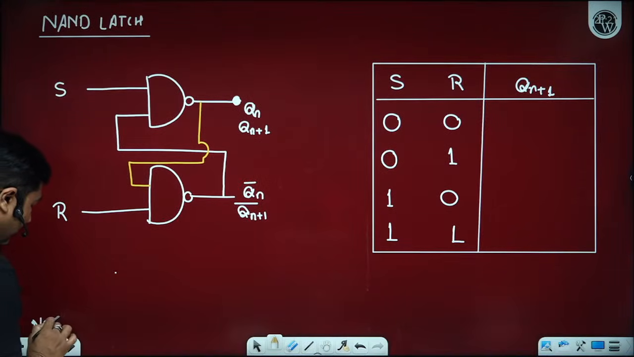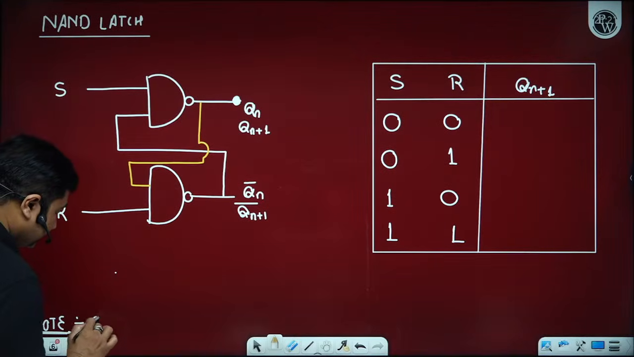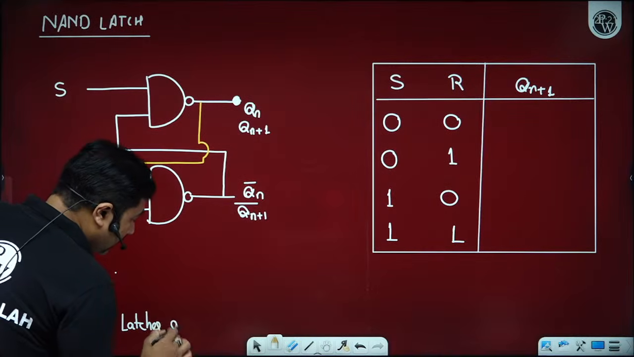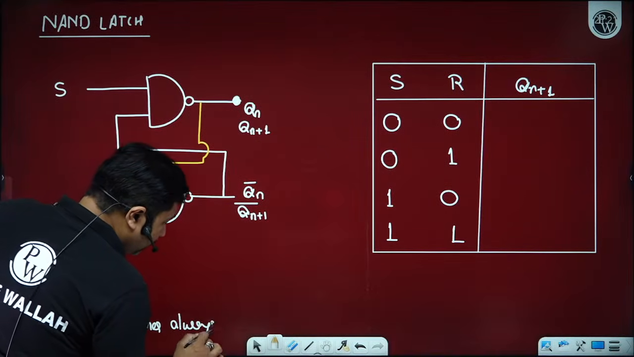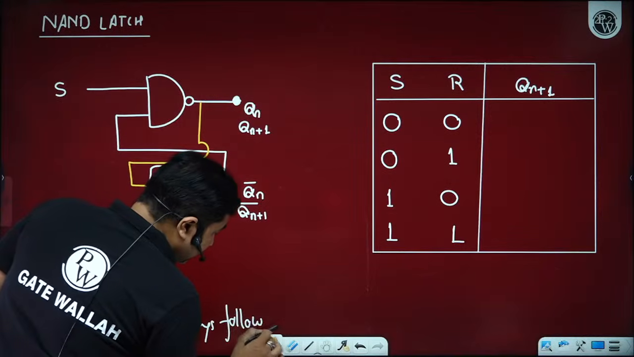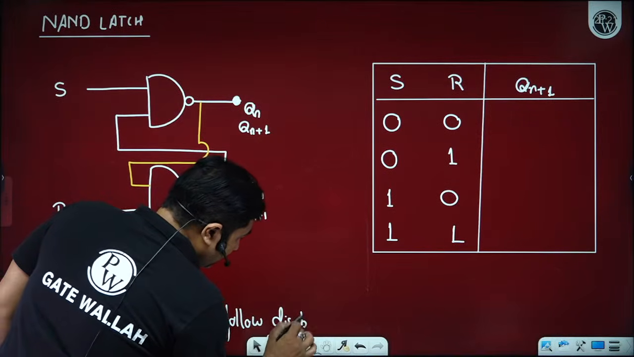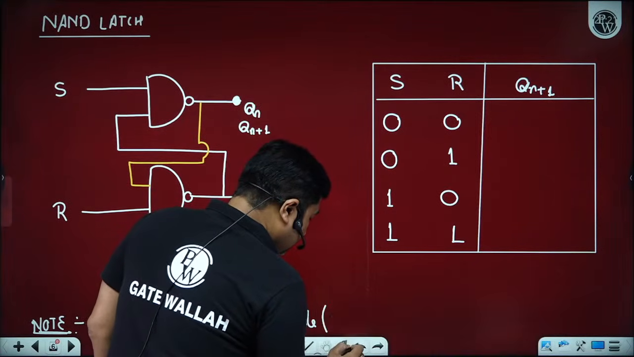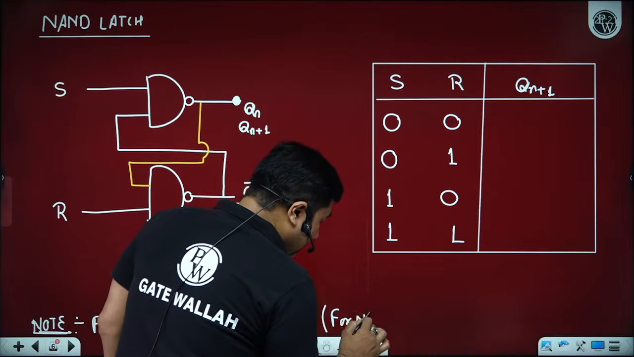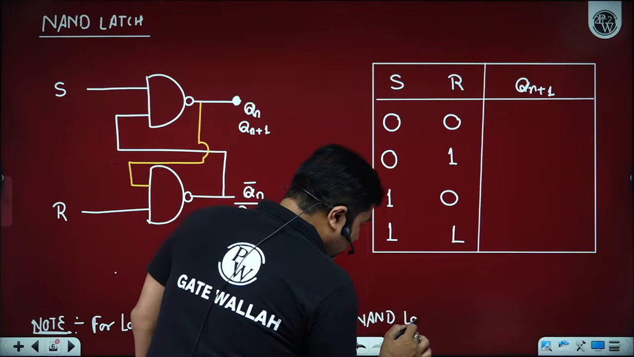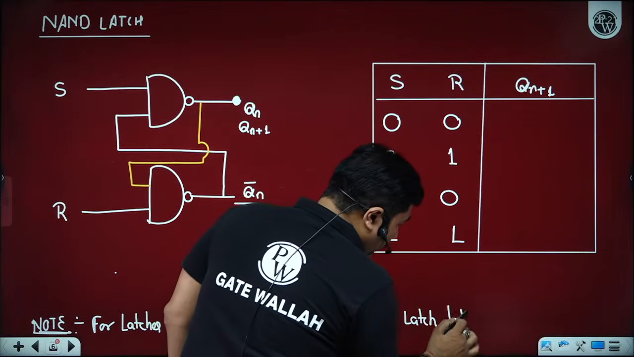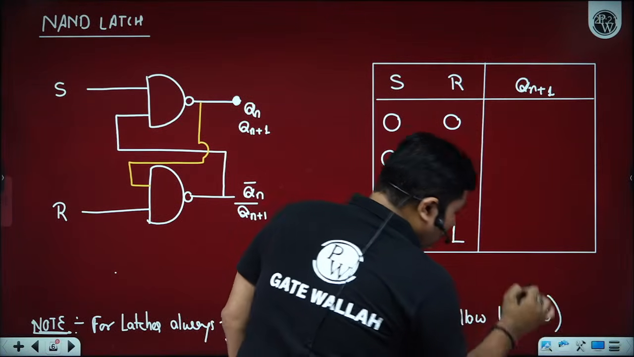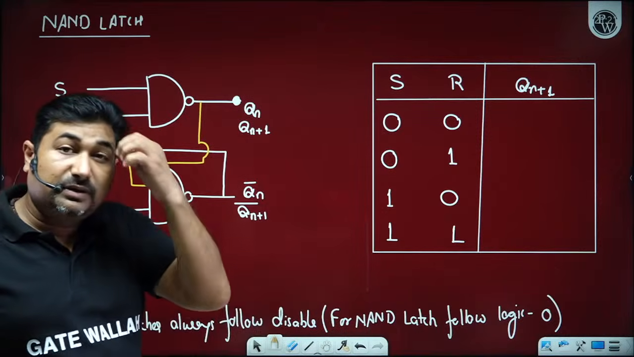So I am writing a note point here. For latches, always follow disable. What is disable for a NAND latch, beta ji? For a NAND latch, follow logic 0. Why? Because 0 is a disable for a NAND latch.